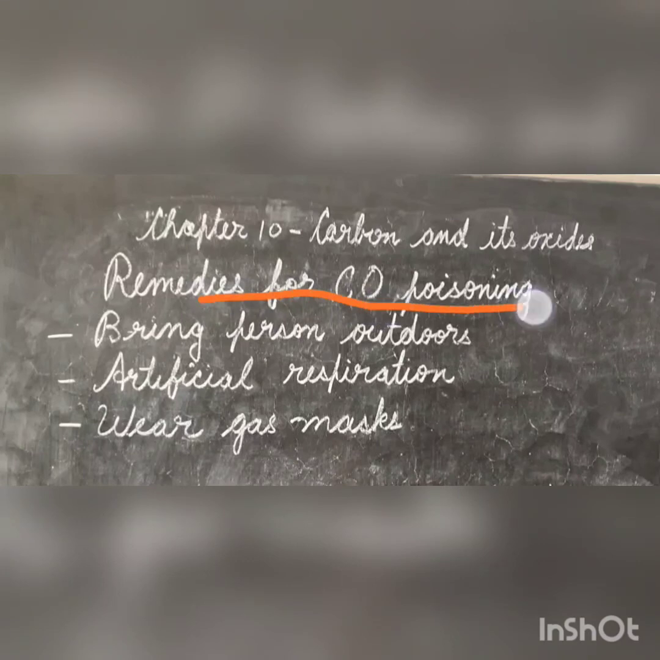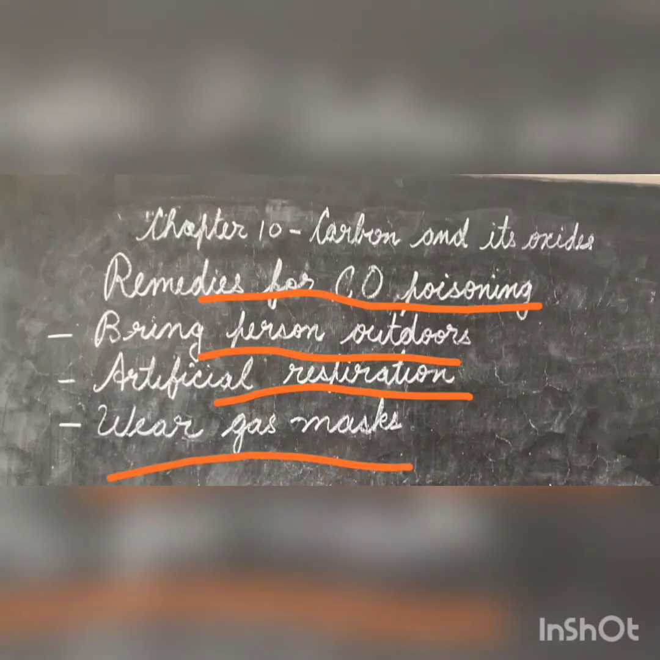Remedies for carbon monoxide poisoning. The person suffering from carbon monoxide poisoning should immediately be brought outdoors so that the person gets fresh air along with oxygen. Artificial respiration with carbogen should be given to the person feeling suffocated due to carbon monoxide poisoning to restore normal breathing. A person going to a place with a high concentration of carbon monoxide should wear a gas mask. Such masks absorb the carbon monoxide and oxidize it to carbon dioxide.